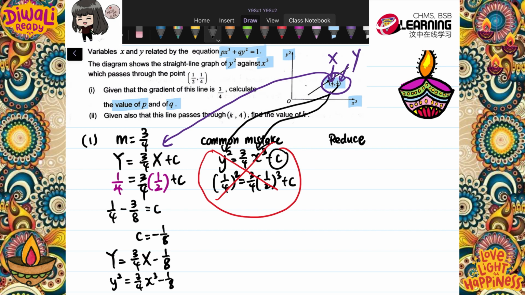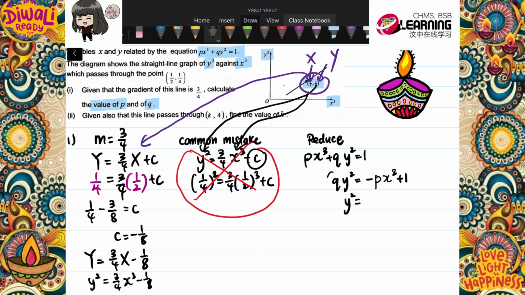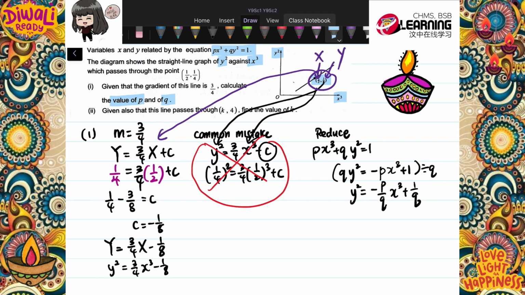So we reduce this px cubed plus qy squared equals 1, with big Y as your y squared and big X as your x cubed. I'm moving to that side like this. So my y squared, I divide by q, so it becomes like that, plus 1 over q. Last step, we compare. Now 3 over 4 we can compare with this. We have 1 over q with negative 1 over 8.